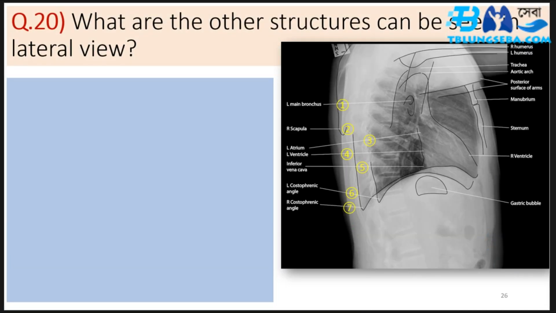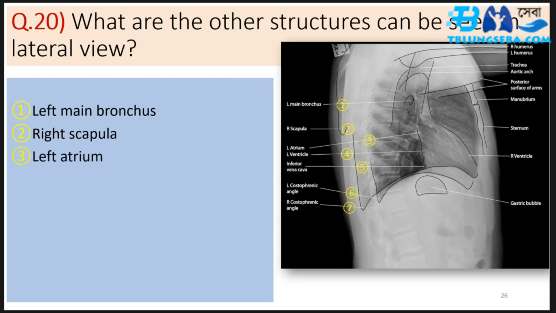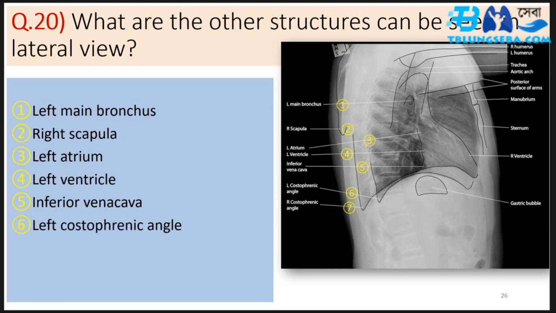Q.20, what are the other structures that can be seen in lateral view? 1 left main bronchus. 2 right scapula. 3 left atrium. 4 left ventricle. 5 inferior vena cava. 6 left costophrenic angle. 7 right costophrenic angle.